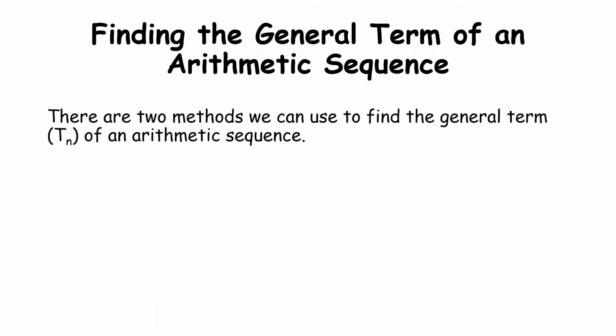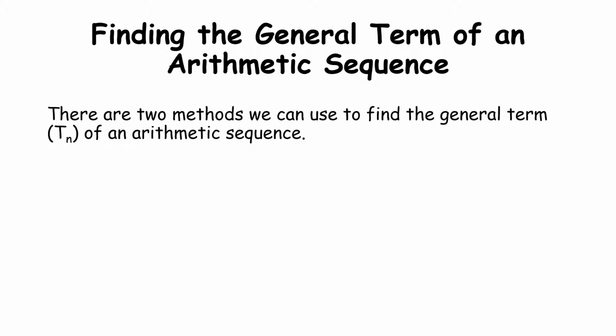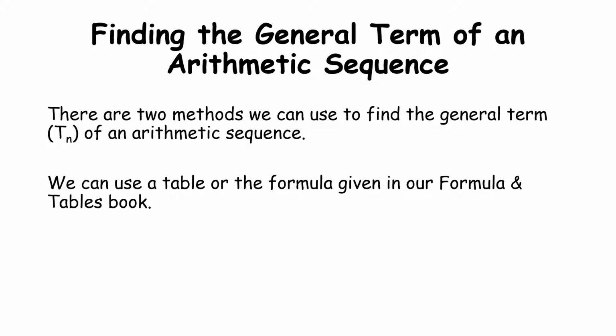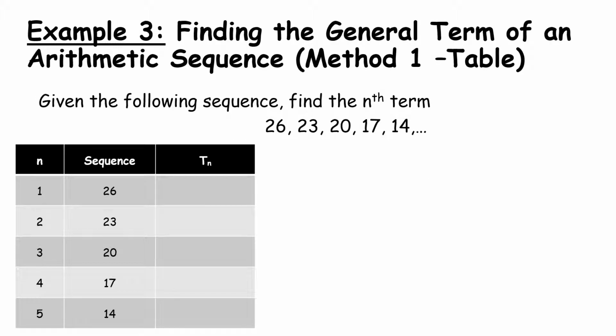So we're going to work two different ways of finding the general term, or the nth term, or Tn, of an arithmetic or linear sequence. We're going to use a table and then we're going to use the formula that is given in the Formula and Tables book. So example 3, find the general term of an arithmetic sequence, and we're going to use the first method, which is a table.